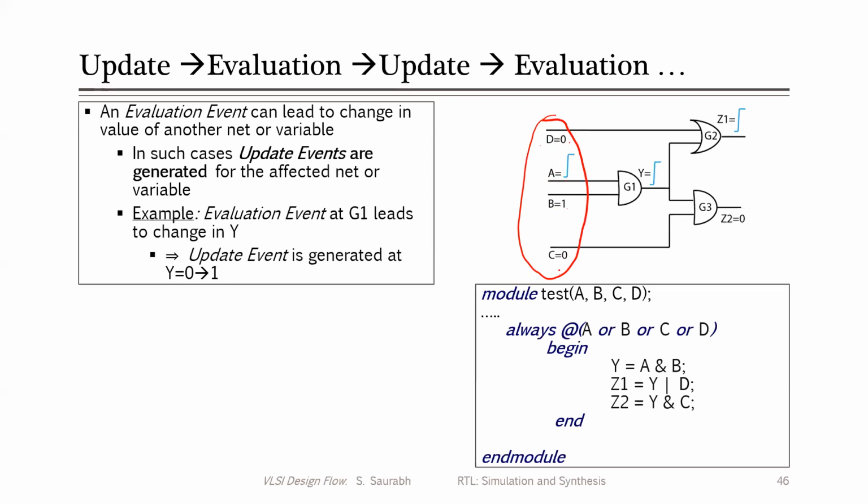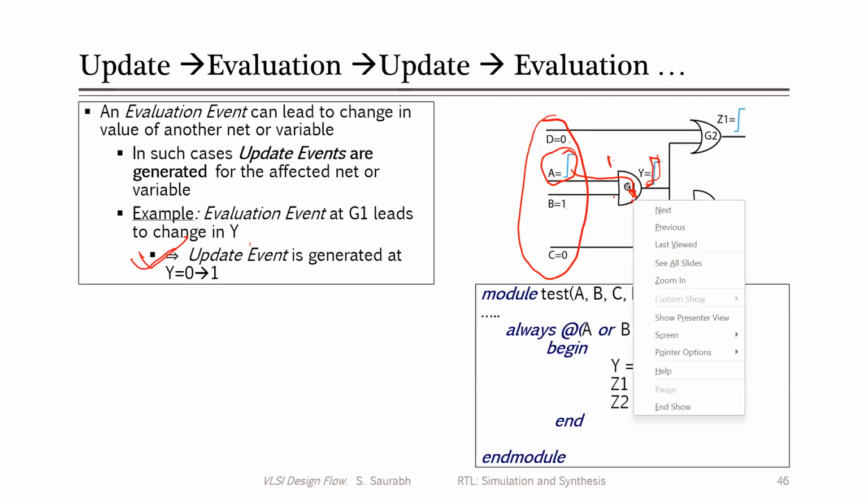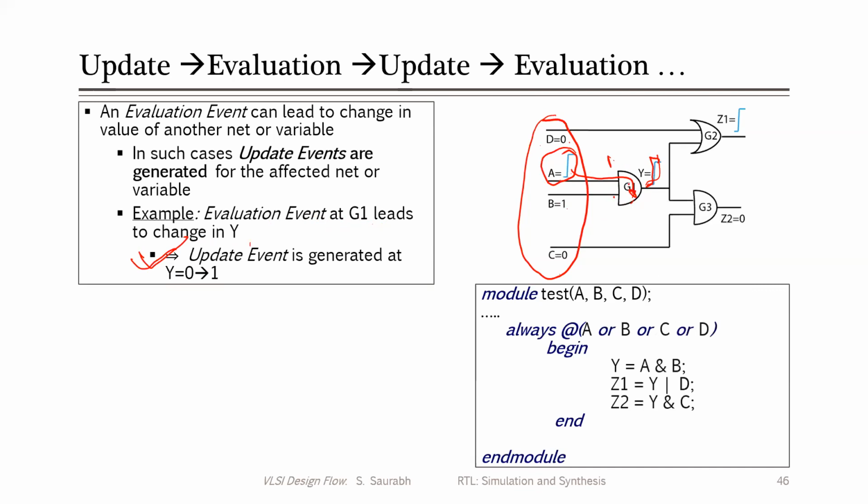Now, how will the simulator progress? An update event will be created whenever A is changed. Now we saw that because of this update event, there will be an evaluation event in G1, where Y will be evaluated. The evaluation event at G1 leads to a change in Y, because B is 1 and A is becoming 1. So initially the value was 0 and now it will become 1. Now Y is changing, and therefore an update event is created. So the update of A created an evaluation in G1, and the evaluation in G1 created an update at Y.